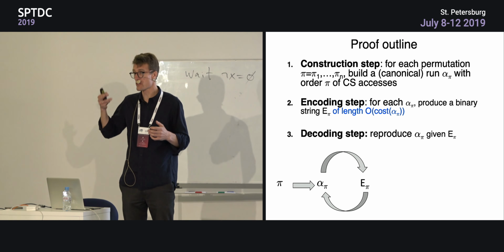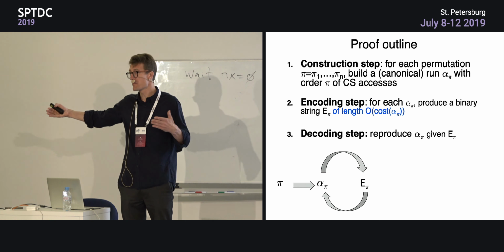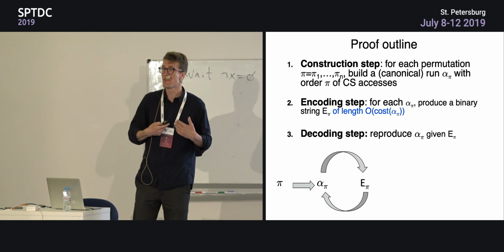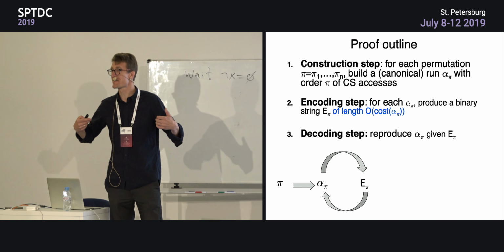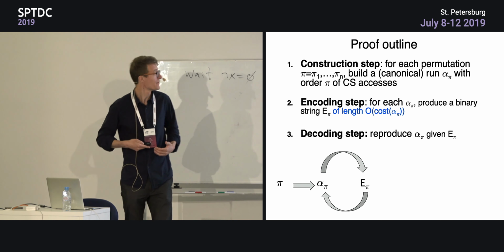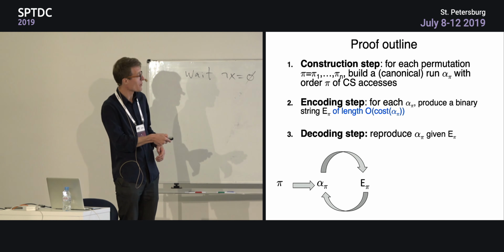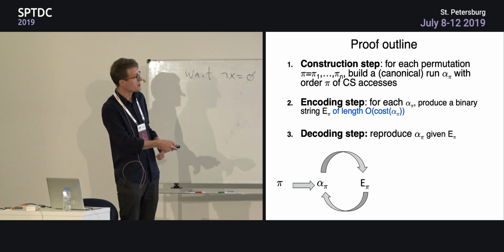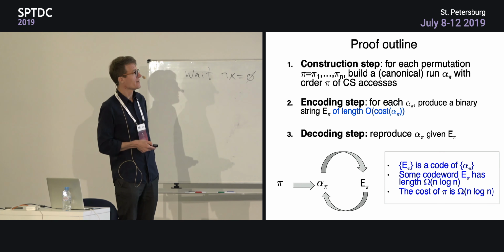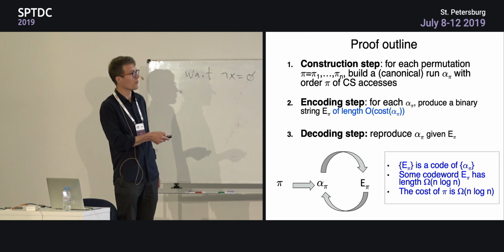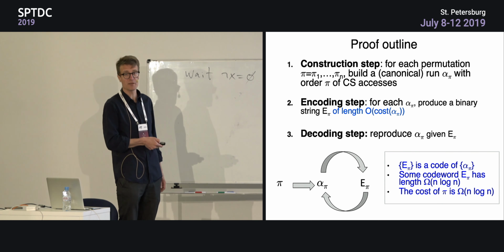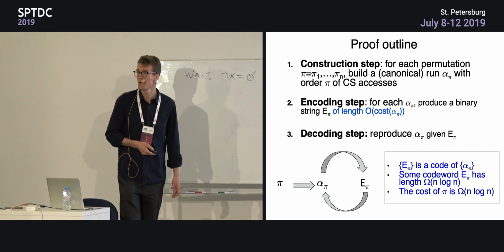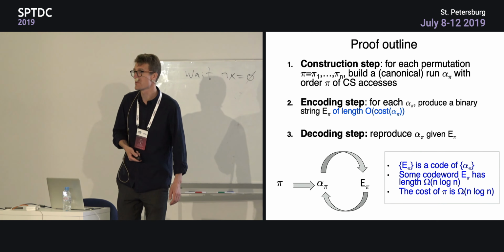Since you have n factorial executions, some binary representation should have length n log n. But it's important that the length of the string is lower than the cost. Okay? So from pi, we construct alpha pi. From alpha pi, we encode it to e pi. From e pi, we decode it to alpha pi. E pi is the code, which means that this is a code book for the set of classes we considered. Some code words have length n log n. The cost of some execution should be n log n.